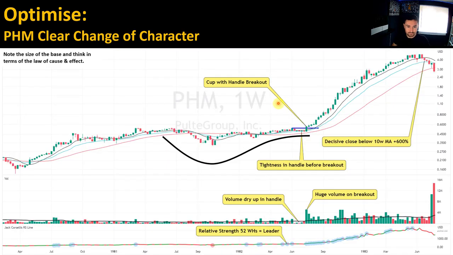It's really important. PHM. So here's your cup with handle breakout. See how you get these multiple tight candlesticks, and then the volume dries up. Look how you get 52 week highs in the base.